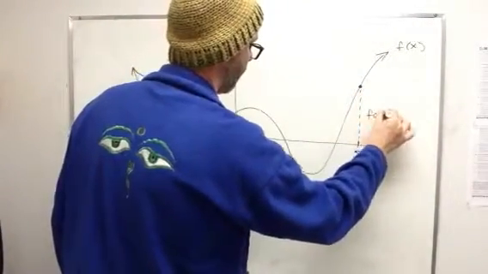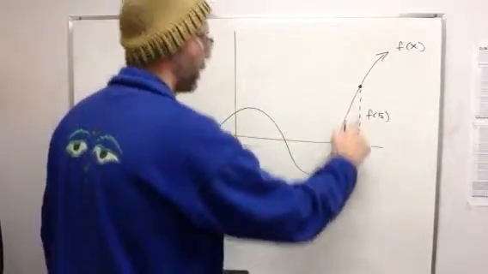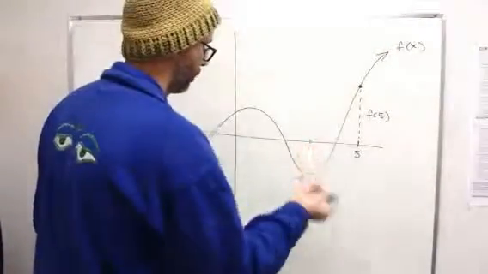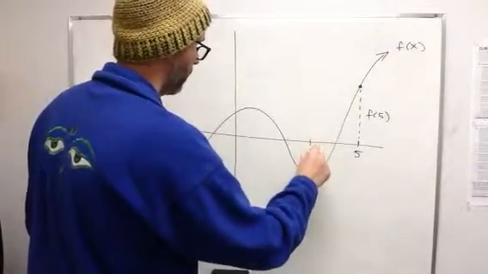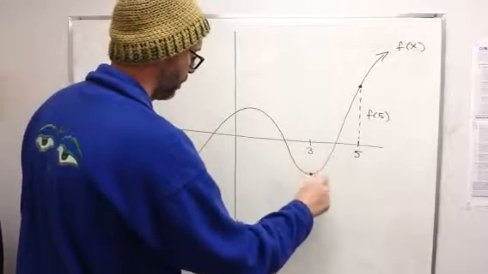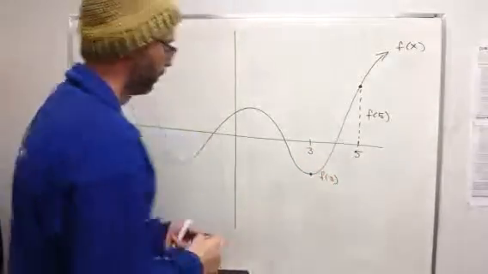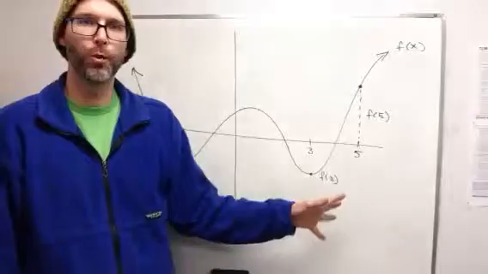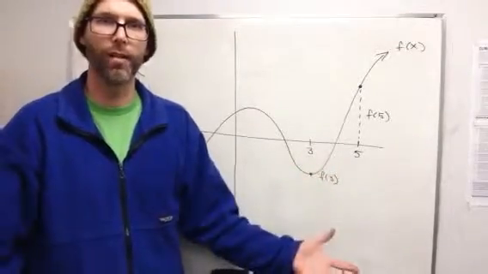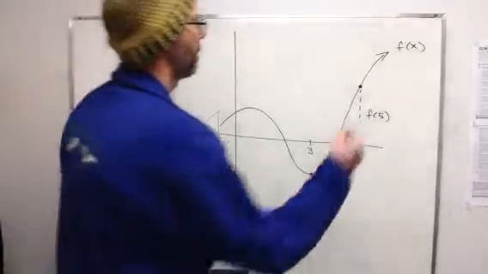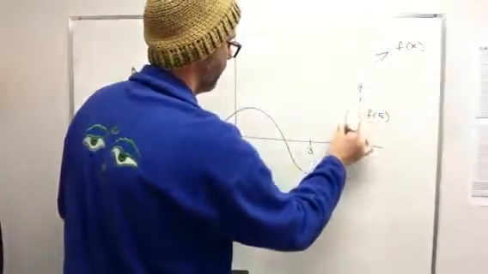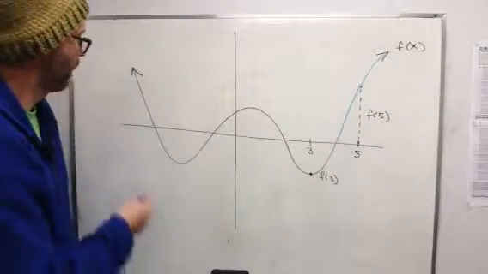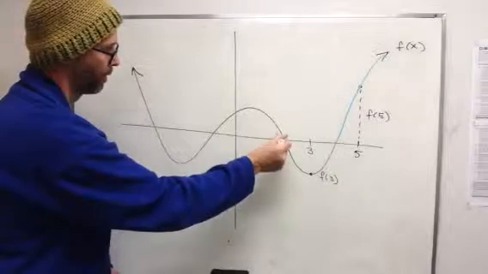This is f of 5. At 5 you go up f of 5 distance. Say that's 3. F of 5 is positive. So then the absolute value of f of 5 is just f of 5. So that's why this positive part just stays like it is with the absolute value function. The same is true for all the other positive parts.